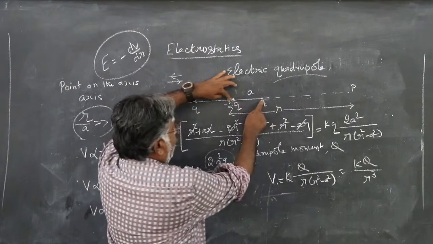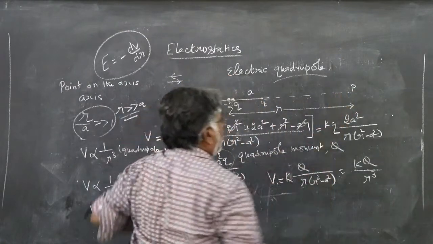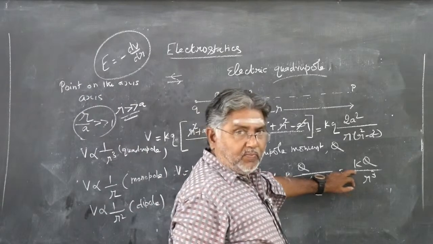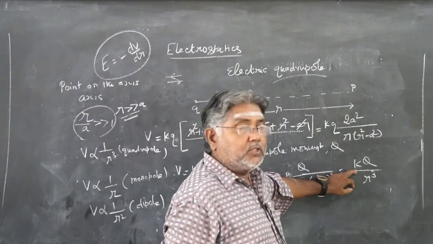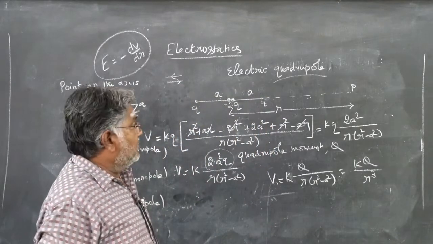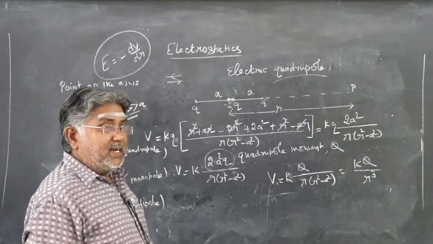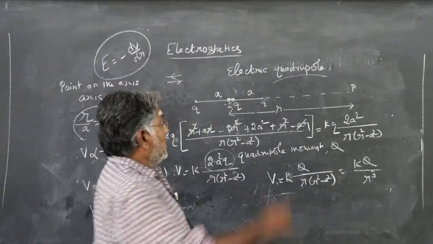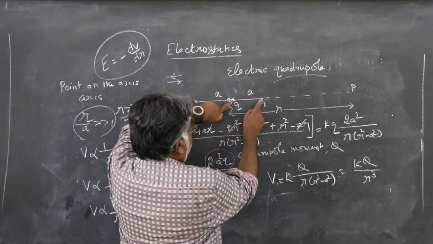R very much greater than A means point P is far off, and we got this expression after applying the approximation. So what now do we have to do to find the electric field? Of course, you can directly find the electric field without using this expression. So find the electric field at P due to this dipole.